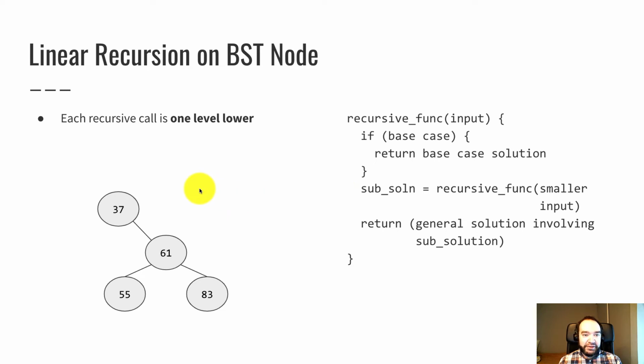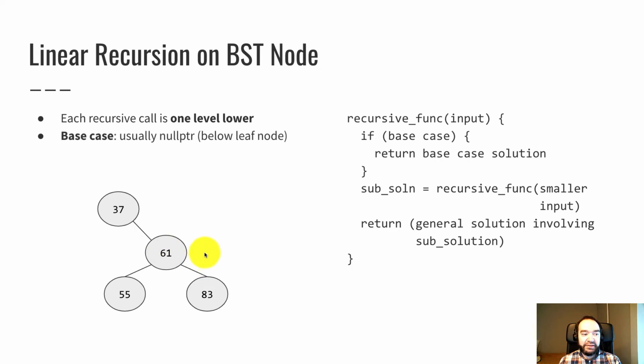Remember, the idea of linear recursion is every time you call the function on itself, it's being called on a structure that's one unit smaller than we had to begin with. So in binary search trees, linear recursion, we're going to think of levels. This tree has 3 levels. There's the root level, 37, then the second level down, and the third level down. And every time this recursive function is called, it's on a shorter tree that has one fewer level.